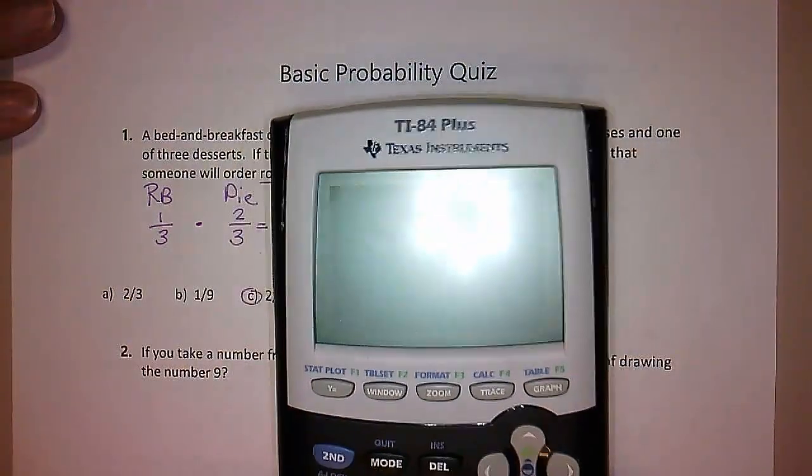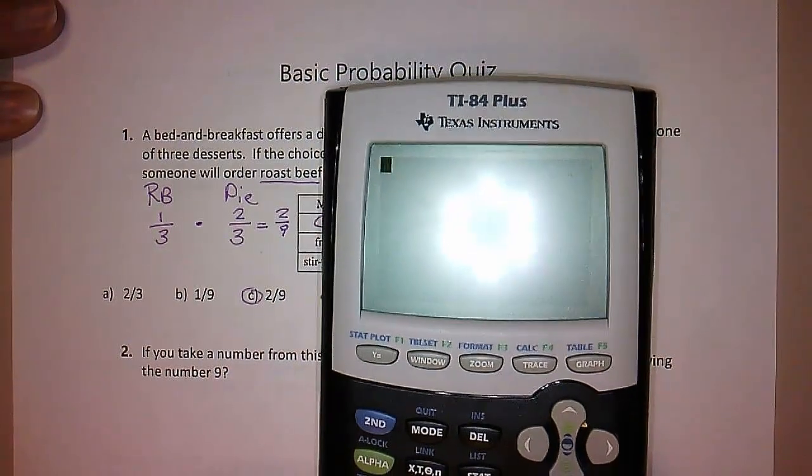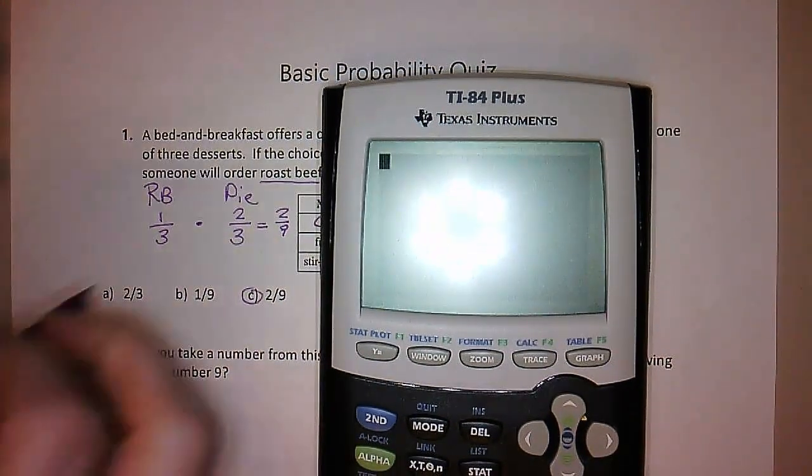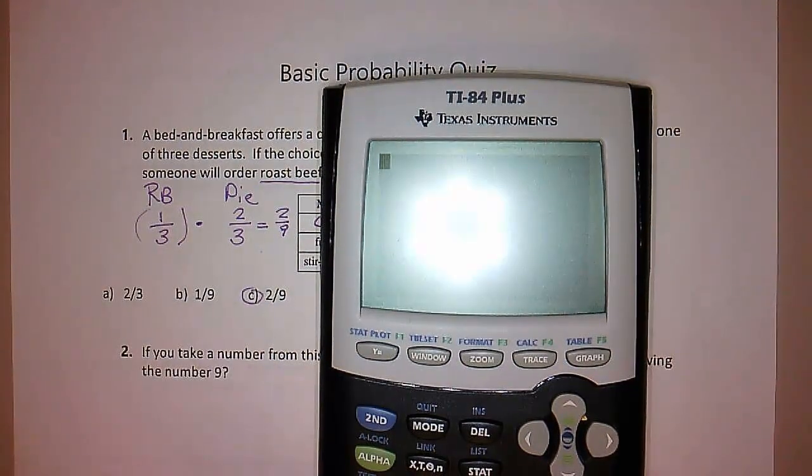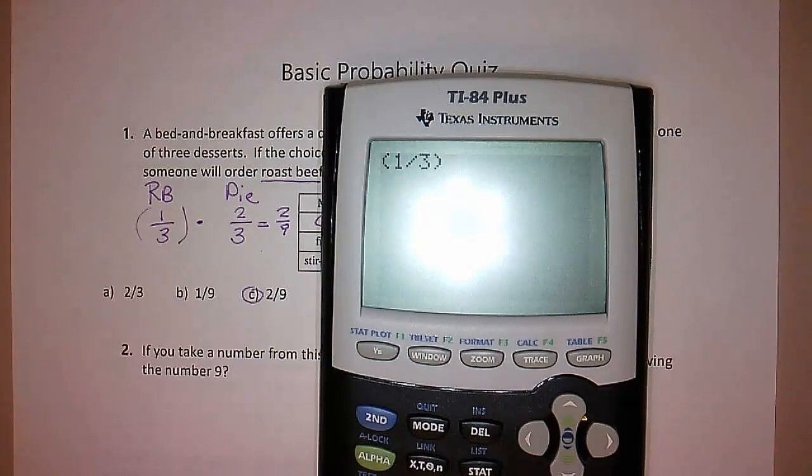If I were going to type this into my calculator, I would want to make sure that I use parentheses around my fractions. And remembering that in the calculator, this is a division symbol, so open my parentheses, 1 divided by 3, close my parentheses, and then I'm multiplying that by 2/3. So open the parentheses, 2 divided by 3, close my parentheses, I'm going to hit enter.